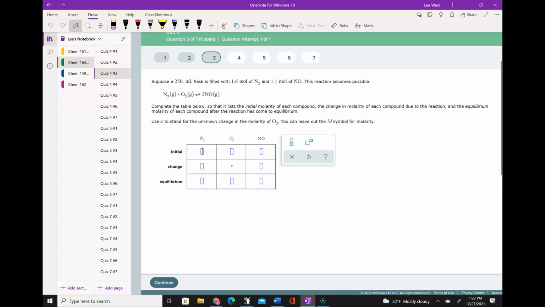Okay, let's have a look at this one. Suppose a 250 milliliter flask is filled with 1.6 moles of N2 and 1.1 moles of NO. Oh, interesting. So a little bit of reactants, a little bit of products, and then something is going to happen. Now, what I notice here that is interesting is that there's no O2, right? So what that means is that I know that it's going to shift to the left because initially there is no O2.